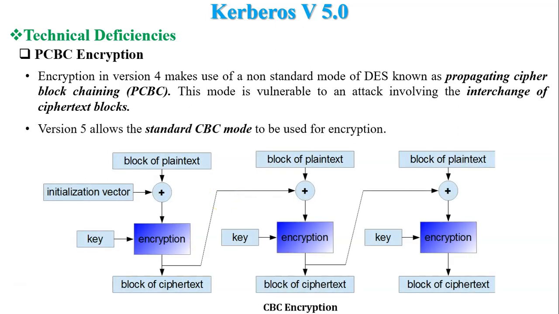Kerberos version 5 allows the standard CBC mode to be used for encryption. In CBC mode, if one ciphertext bit is damaged, only 2 received plaintext blocks will be damaged. So it might be possible to recover the data in CBC mode. So here the limitation of PCBC encryption in version 4 is overcome in version 5 using the standard CBC mode.